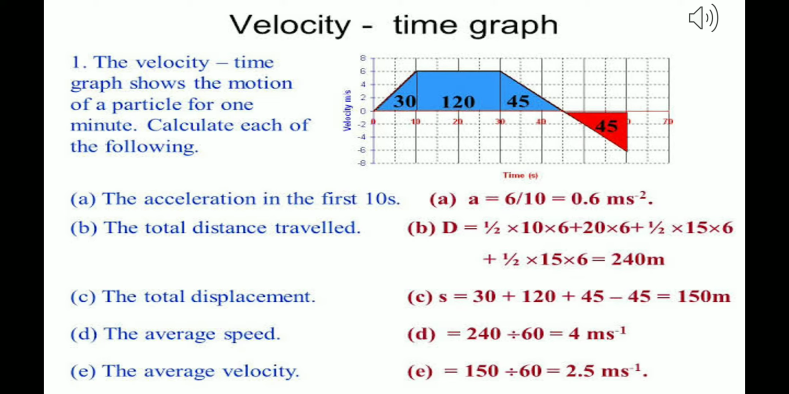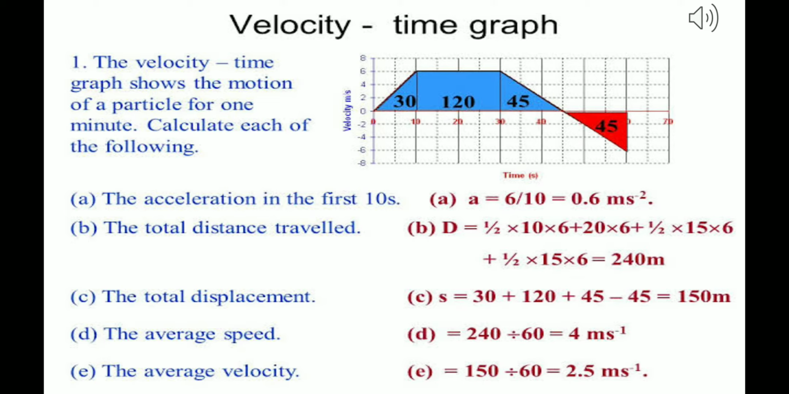Now we come to total displacement. So the first case, what we got from the total distance, that is half into 10 into 6, that is 30. Then 20 into 6, that is 120. Then half into 15 into 6, that is 45. And then here we are subtracting the red part, that is half into 15 into 6. And therefore we get 150 meters.